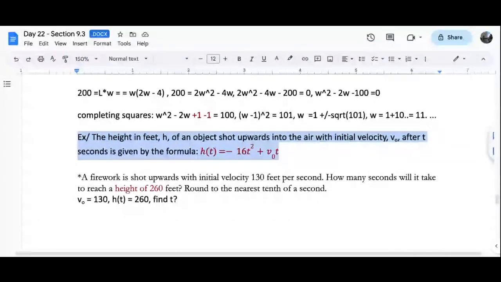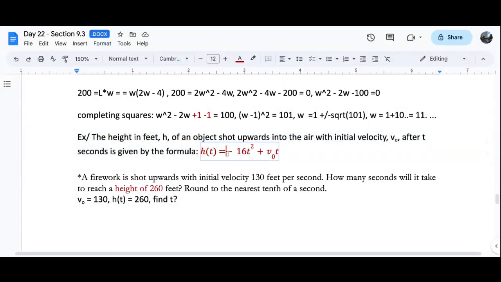The height in feet, h, so h of t is a function in terms of t, of an object shot upwards into the air with its initial velocity v naught. So v naught is the initial velocity. After t seconds, it is given by the formula h of t, the height of the object, equals negative 16 t squared, a downward parabola, plus the velocity v naught t.